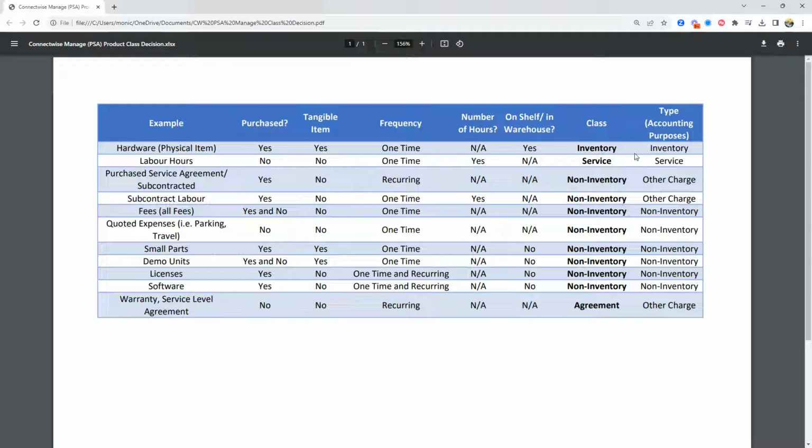If you set something as an inventory class product, or you change it to service or agreement, that change is permanent. So you won't be able to go back in and change the class of your product later. Instead, I always recommend to start with non-inventory as your product class and go from there.